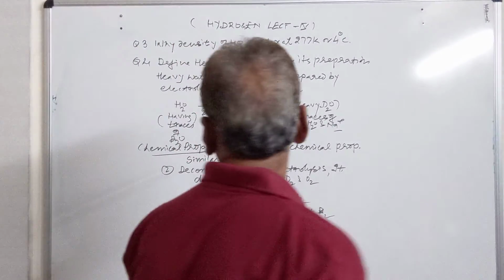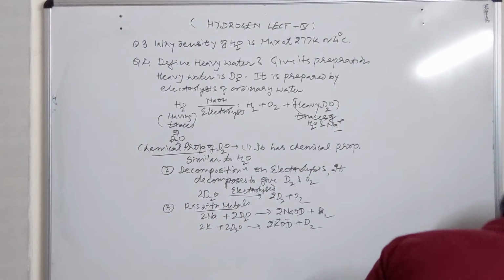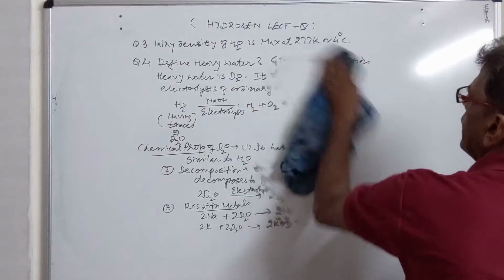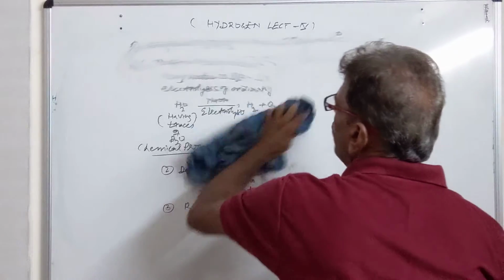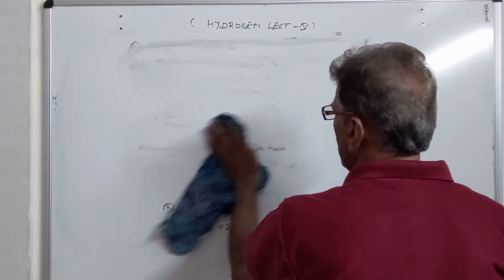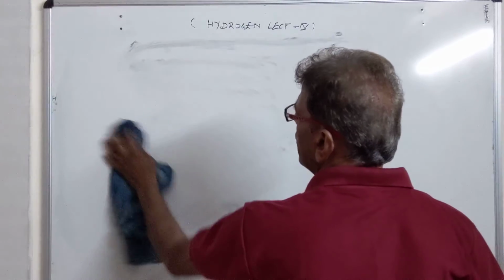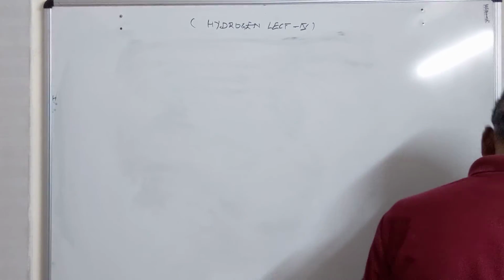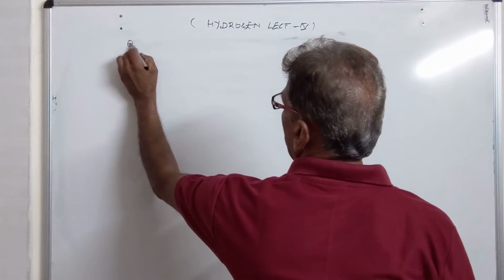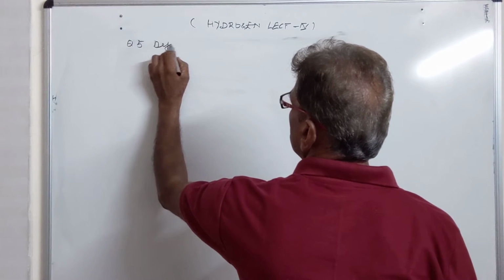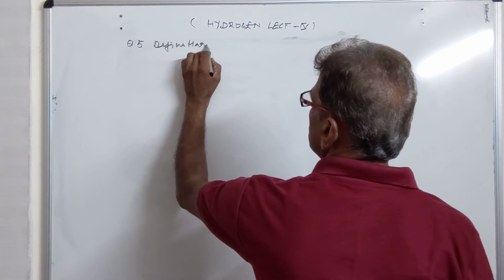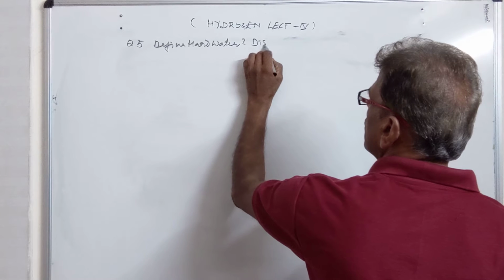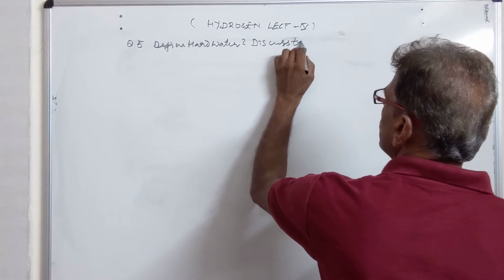Then we have the next question, a very important question. What is hardness of water? How many types of hardness do you see? How can it be removed? How can hard water be made fit for drinking? So this is the main question. Question number 5: Define hard water. Discuss types of hard water.